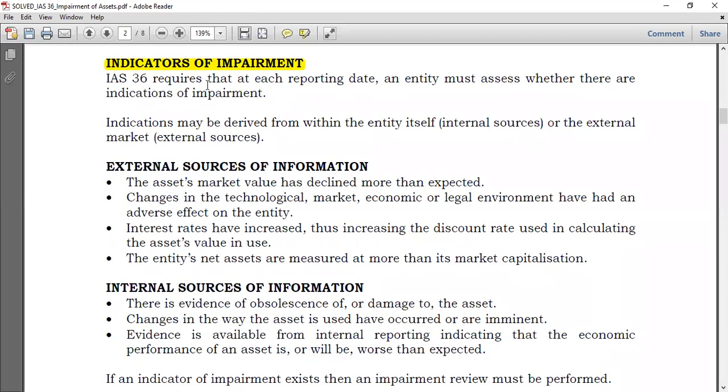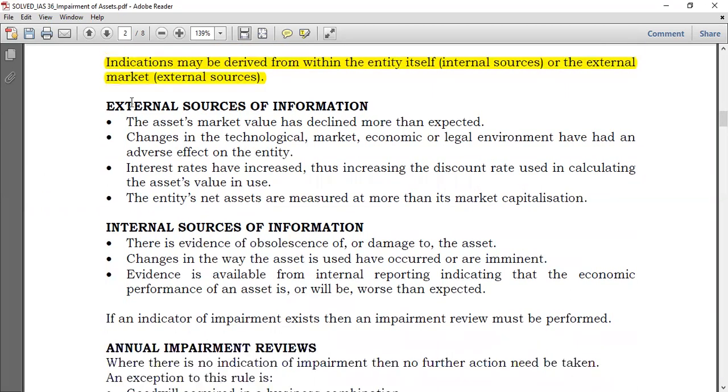So here we go. We say that IAS 36 requires that at each reporting date, an entity must assess whether there are indicators of impairment. So we have to know, are there indicators of impairment or not, so that we perform the impairment review. That's why we say indications may be derived within the entity itself, which is internal sources, or external market, which is external sources. You could understand this by looking at inside the company or outside it. So that's why we say here external sources of information.